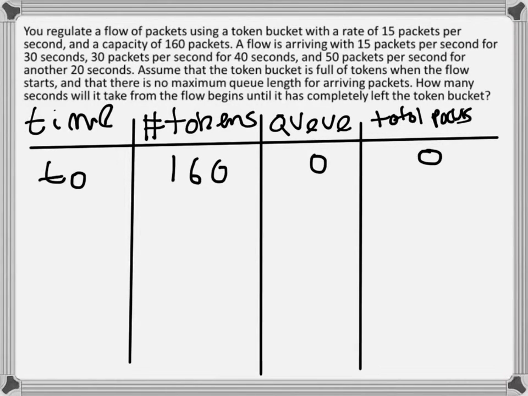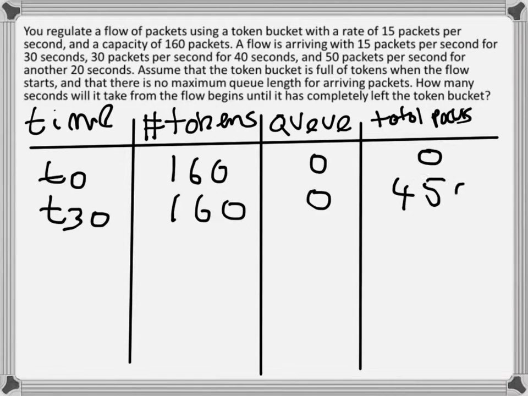So during the first 30 seconds, we have 450 packets arriving, but we also have 450 tokens arriving. So after 30 seconds, we still have 160 tokens waiting. We don't have the queue, and we have processed the first 450 packets.